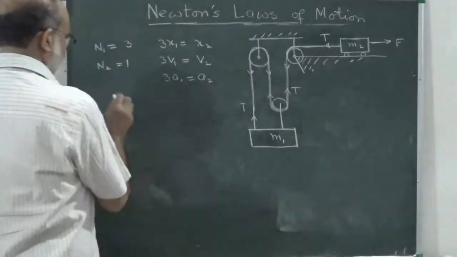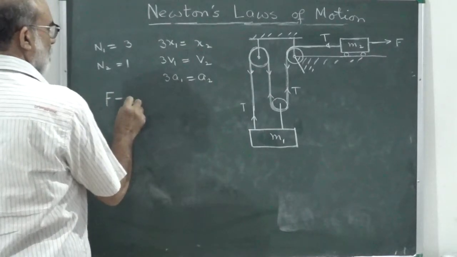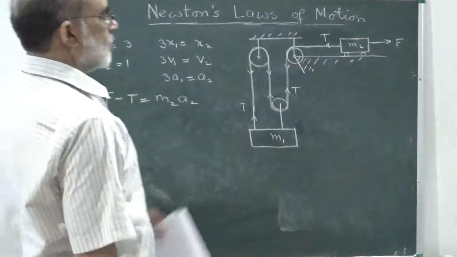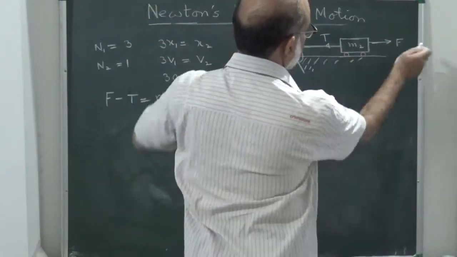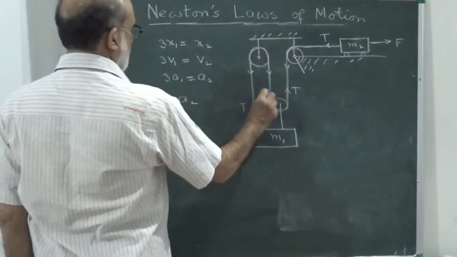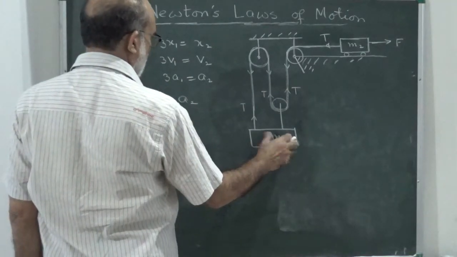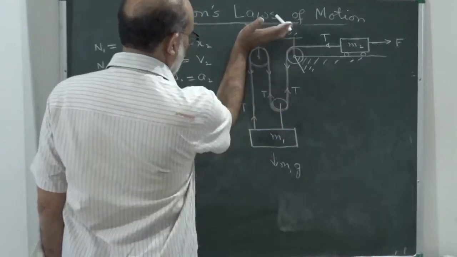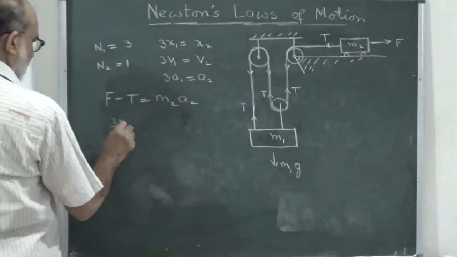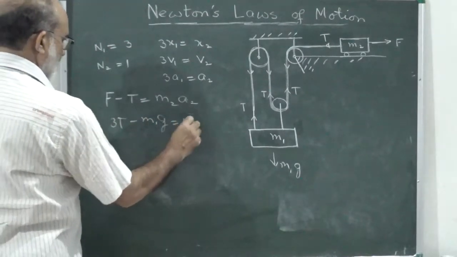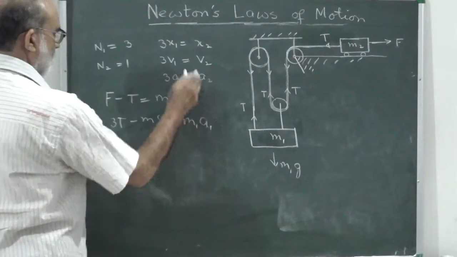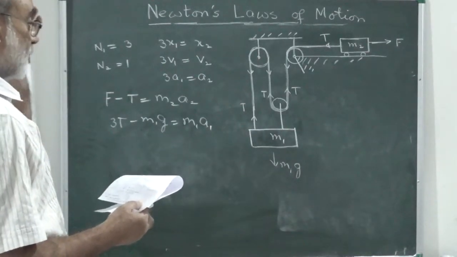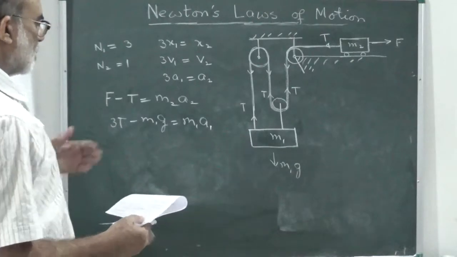So for the acceleration here, F minus T is equal to M2 A2. So the equation of motion for this is already written. Now here we have three tensions acting on block M1, and gravity M1G acts downward. So you can write 3T minus M1G is equal to M1 A1. Now you have a relationship between A1 and A2, you can substitute and find how much force will be required to lift the block and accelerate it.